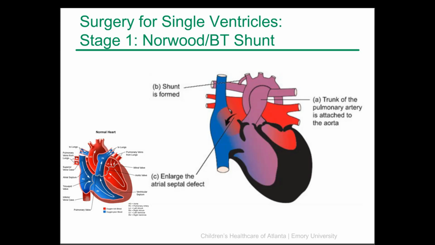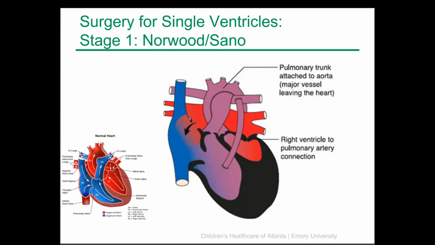If we send a child home with that, if that clot's at home, you typically do not have enough time to get the child to the hospital to recover. So many people were just seeing poor outcomes with the BT shunt. So that's why they thought the Sano would be better. Well, is the Sano better, or what are the problems with the Sano?